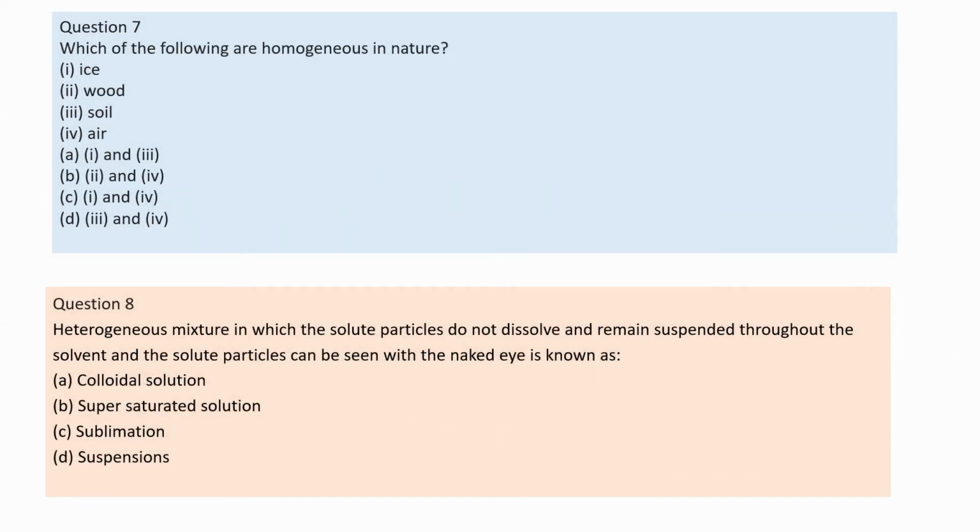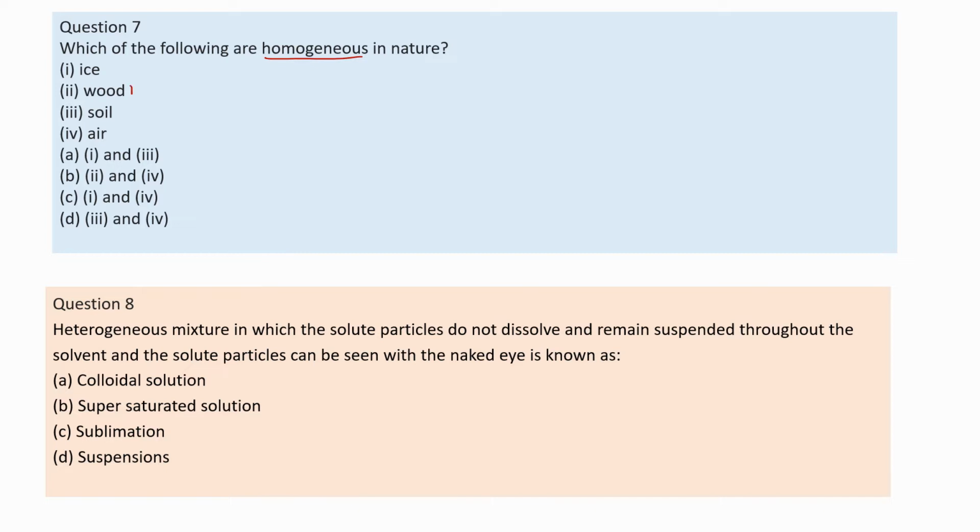Question number 7. Which of the following are homogeneous in nature? Homogeneous mixtures are evenly mixed and you cannot see the particles of different substances in them. They are thoroughly and evenly mixed. Here we have 4 options. Ice, wood, soil and air.